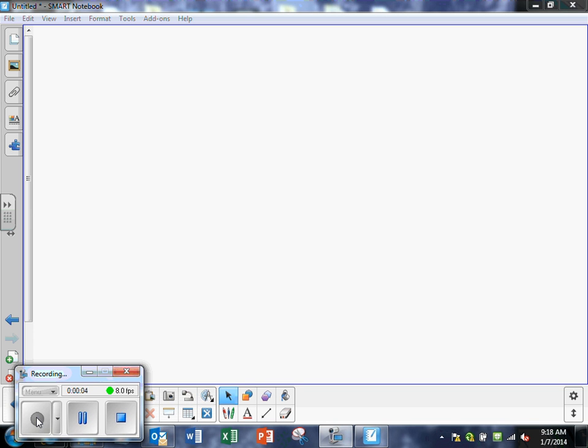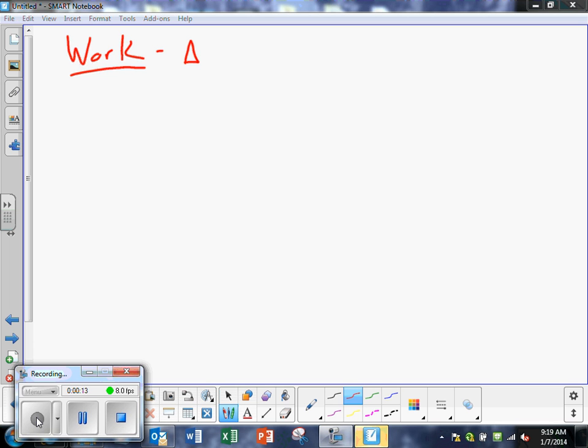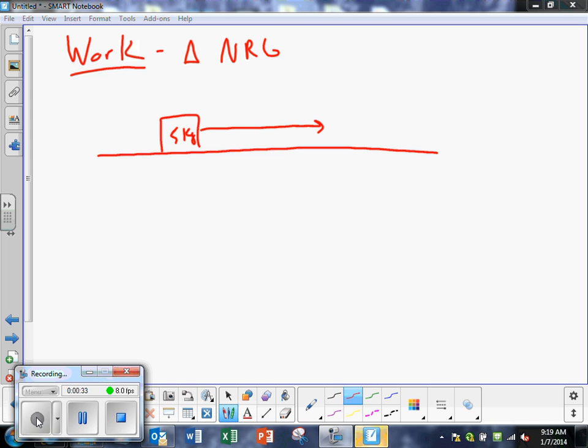We're going to talk about work more. We talked about it yesterday, but we said work can be defined as change in energy. So, for example, if I have a 5 kilogram box here, and let's say that my v sub naught is 0 here.